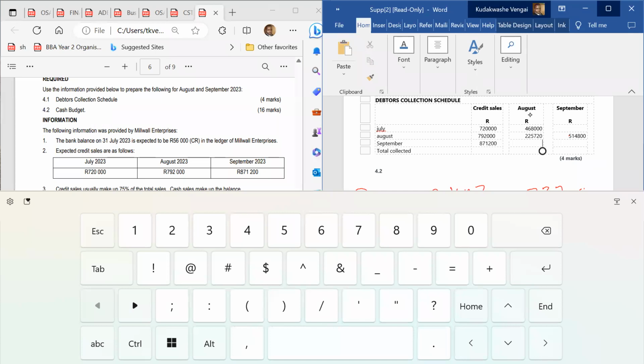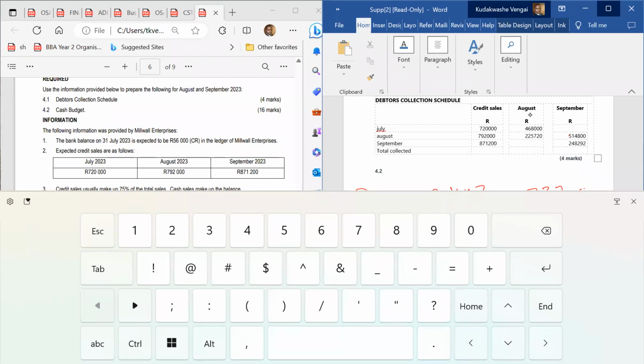Then we go to the last one here, which is September. For the sales of September, we are going to get 30% in September and 65% in October. But we don't have a column for October, so we are only interested in September. So we say 30% multiplied by 871,200, which gives us 261,360. And then we remove our 5%, and we end up with our answer there, which is 248,292.